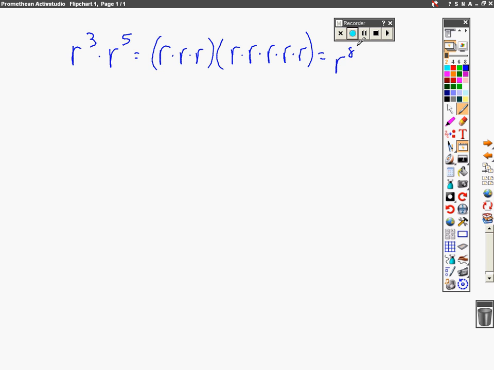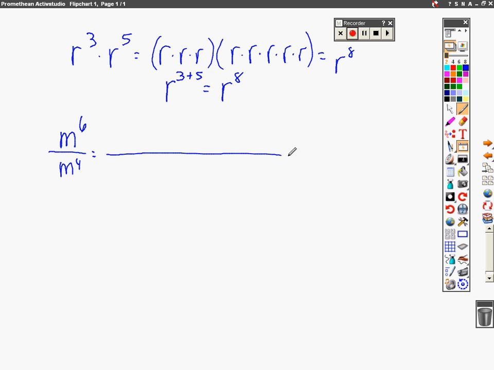So a rule we can come up with is when you multiply powers with the same base, you just add the exponents. Or we have r to the third plus fifth, which equals r to the eighth. Okay? Now dividing, here's an example of m to the sixth over m to the fourth.